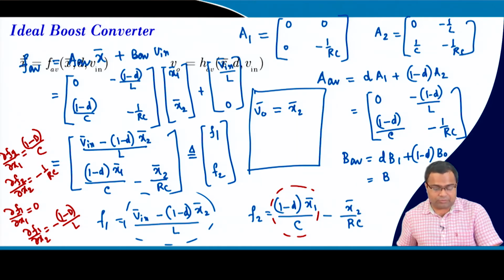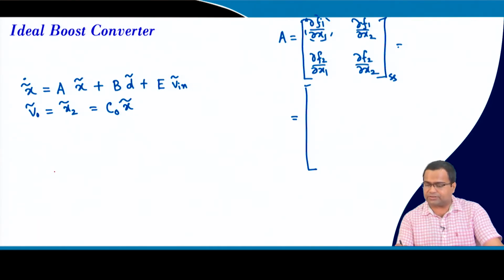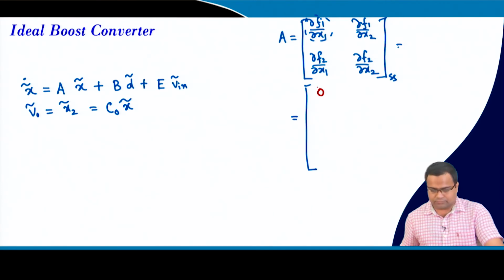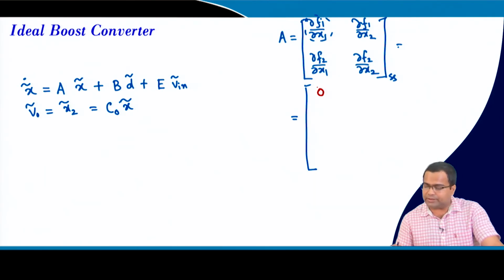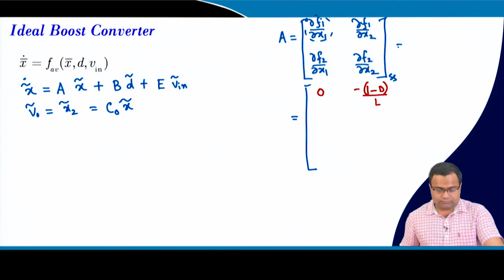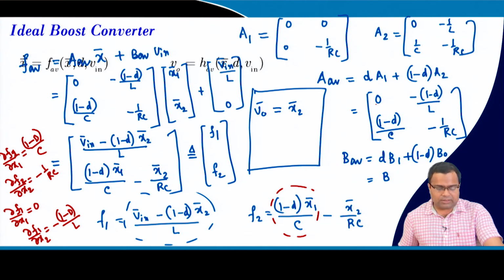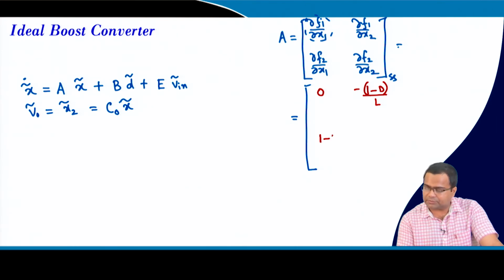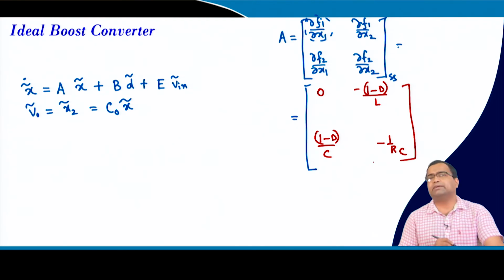So, the first term will be 0, the second term will be minus (1 minus d) by L, the third term will be (1 minus d) by C, and then minus 1 by RC. This is my A matrix.